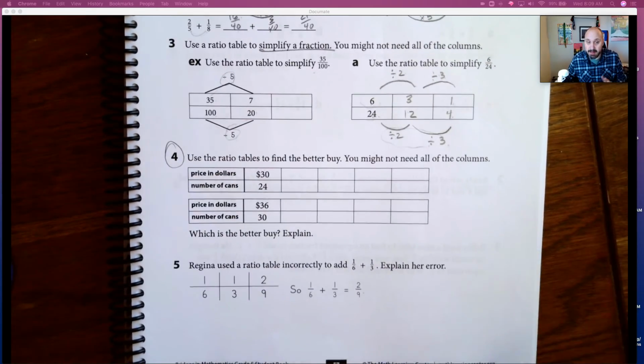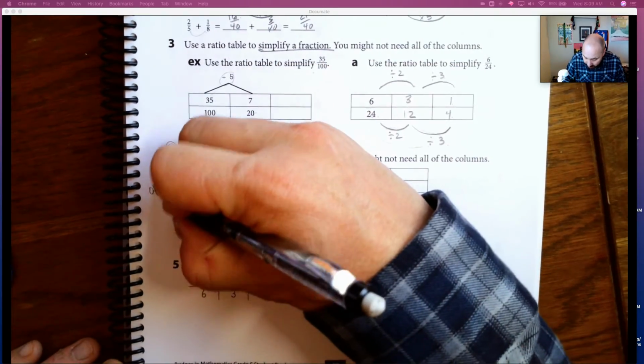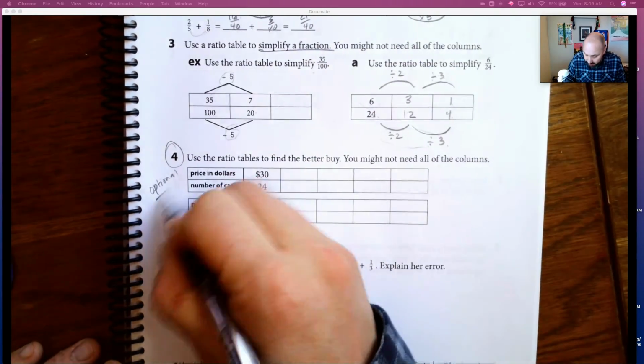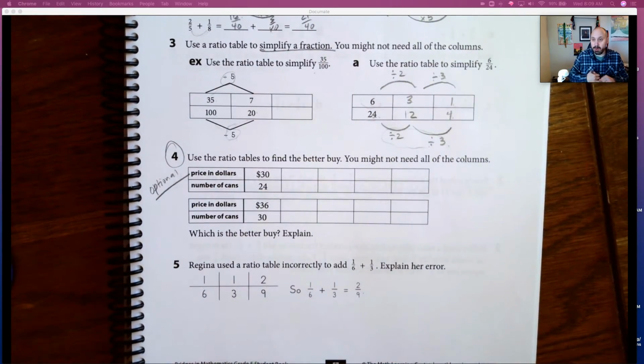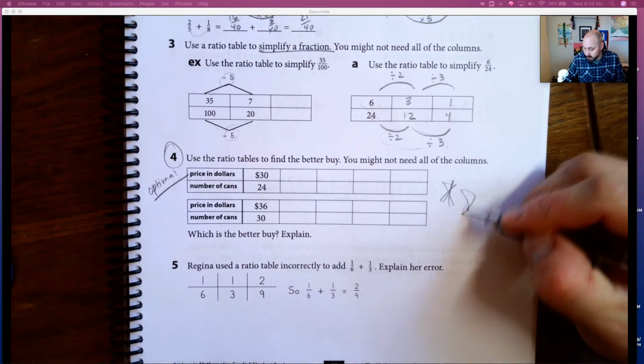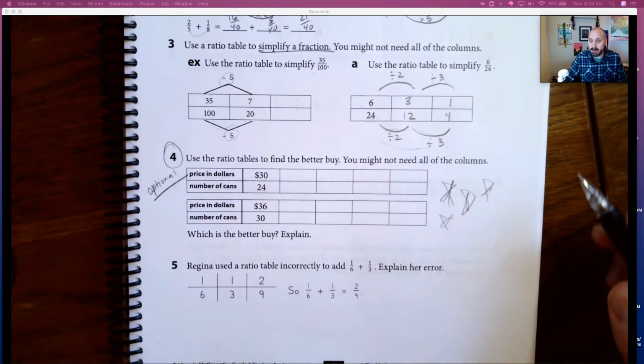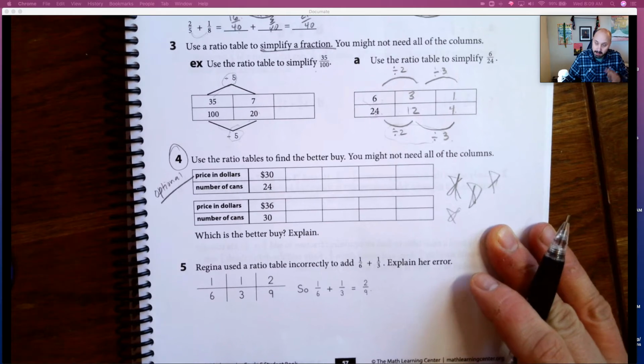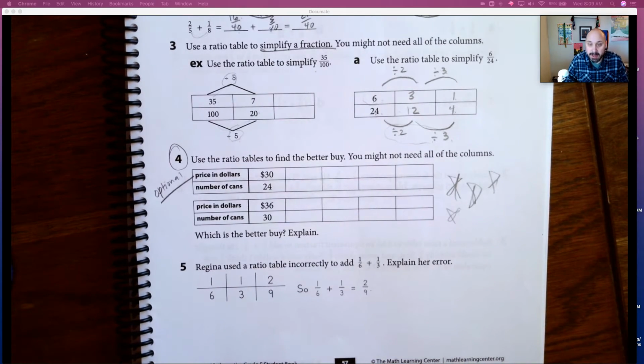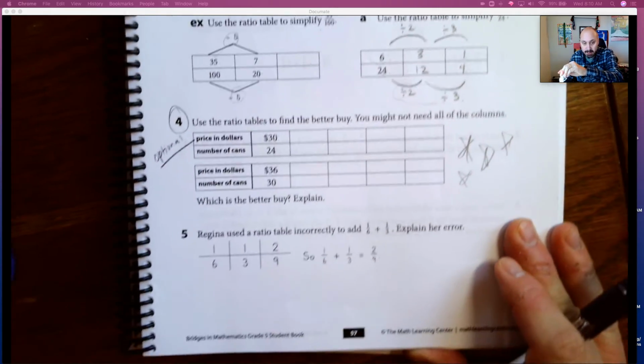Number 4 is optional. And I'm not even going to do this because I don't want to take up time. But if you want to do 4 and try to impress Mr. Mac, go ahead and try that. And we can talk about that. Maybe you and your teachers can talk about that too during your live time. So we're going to skip 4 for now, but please try it if you want to. And so now we're just left on number 5.